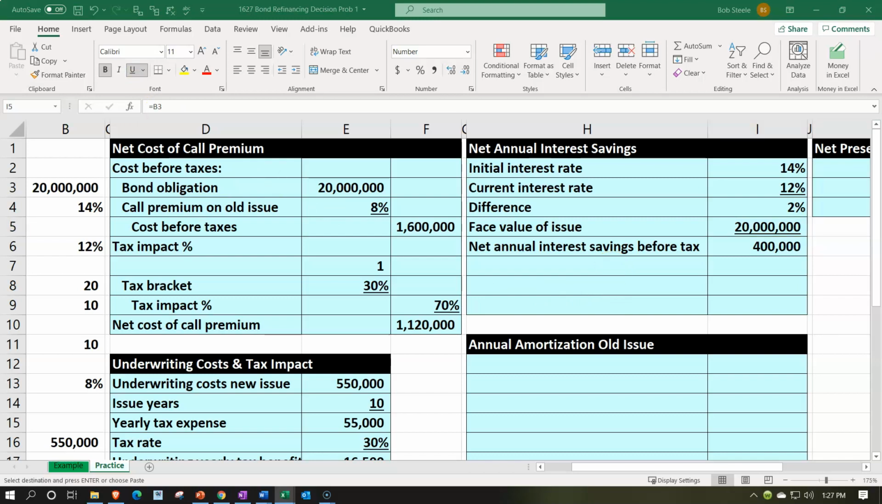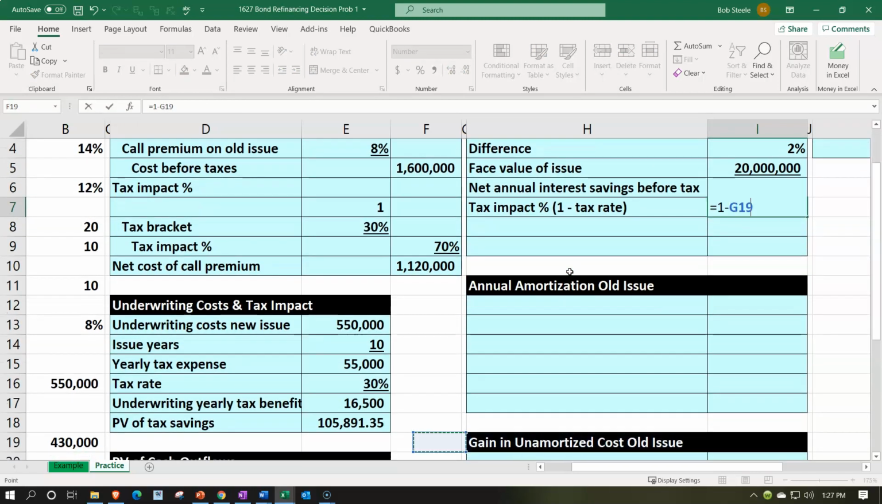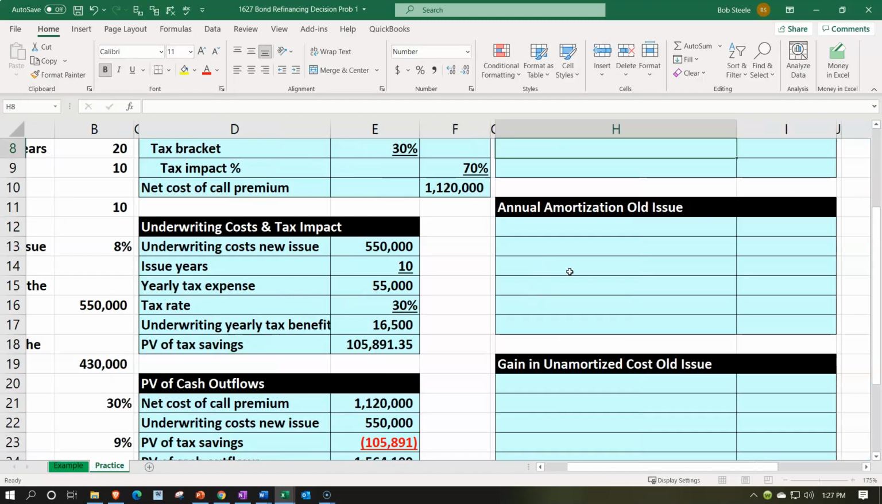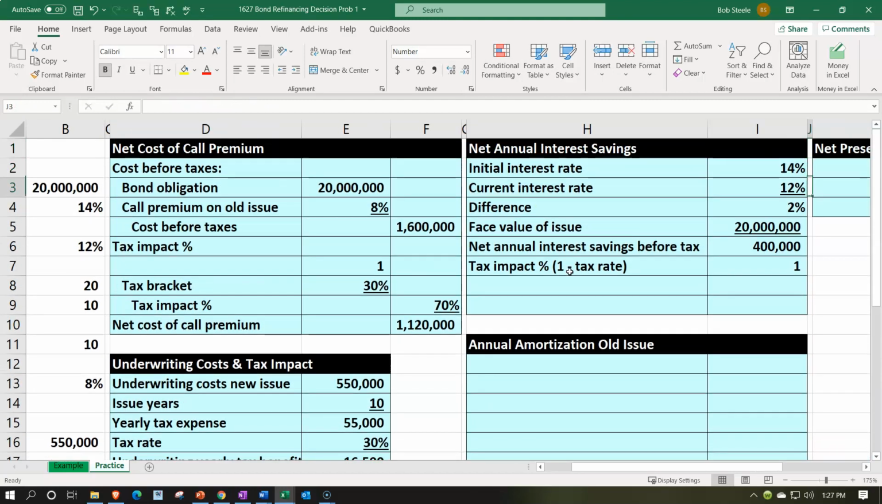Let's take a look at the tax impact. So I'm going to say tax impact, percent, or let's call it 1 minus the tax rate, which is going to be equal to 1 minus the tax rate. And that's going to be the 30% over here. 1 minus the 30%, making that into a percent, gives us 70%. Number group, percentifying it, underlining it, font group, and then underline. That's going to give us the net annual interest savings. So the net savings is going to be the 400 times the 70% after the tax impact, and that's going to be on an annual basis.